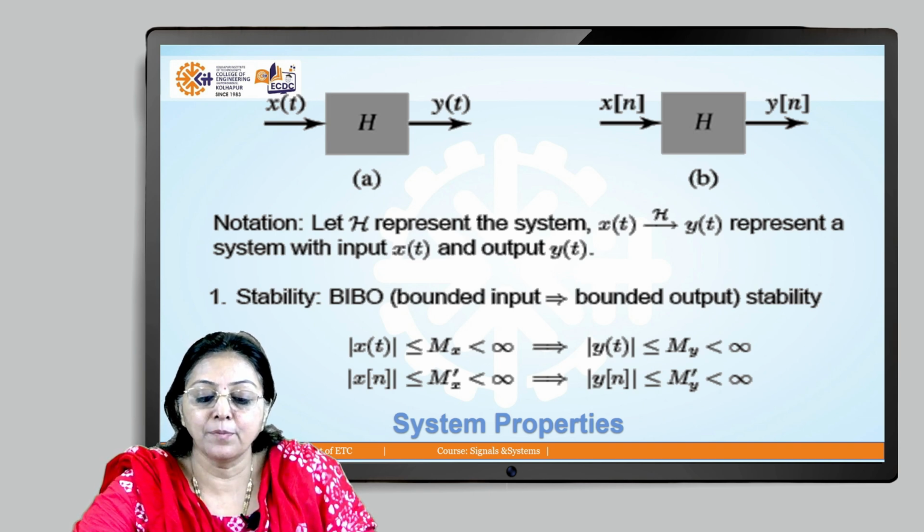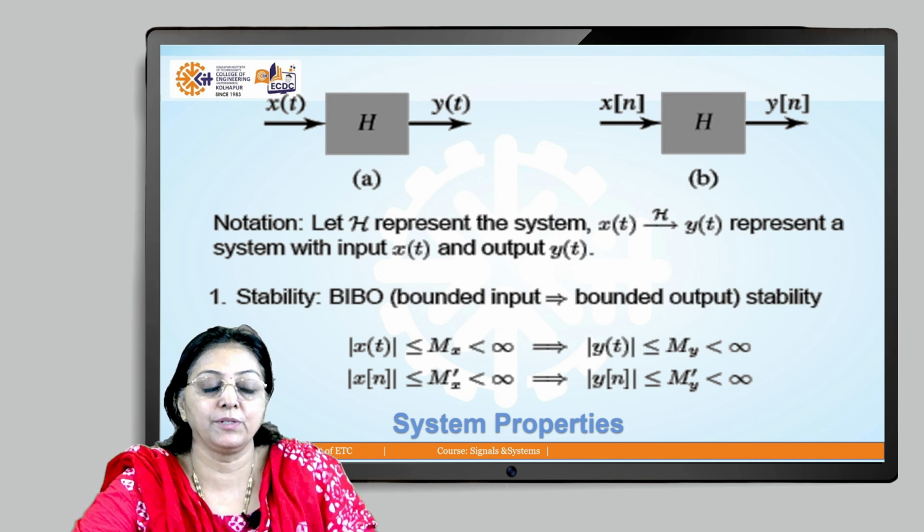Then H represents the system. Here, for example, x of t is the input, it goes through the system, and the output is y of t. This is for the CT signal and this is for the DT signal, and these are different types, just a structure of the system.